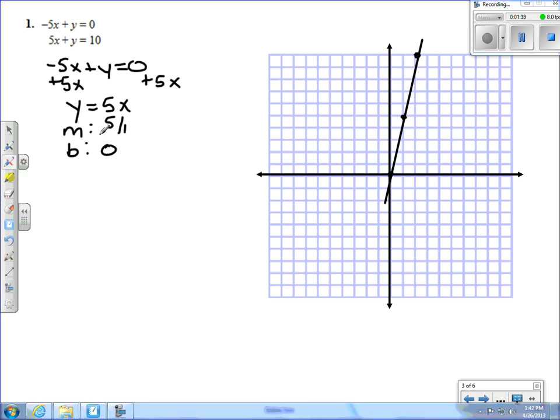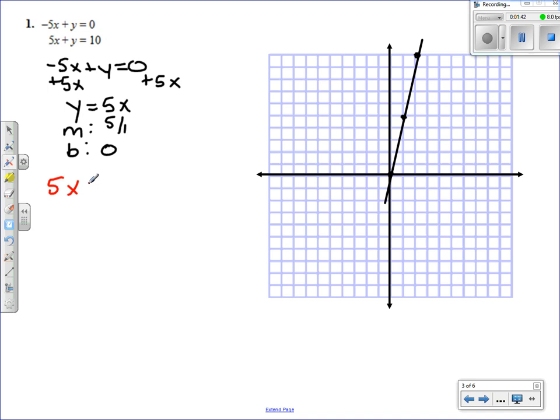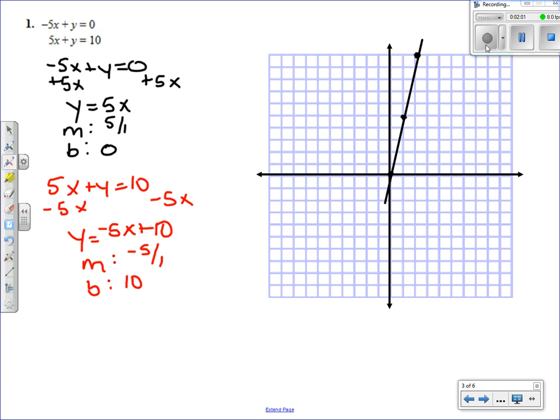Now, working on the second equation, we have 5x plus y equals 10. We subtract 5x from both sides. We end up with y equals negative 5x plus 10. Identifying our slope as negative 5 over 1, our y-intercept as 10. So our first point goes at x is 0, y is 10. My slope says over 1 and down 1, 2, 3, 4, 5. Over 1 and down 1, 2, 3, 4, 5.